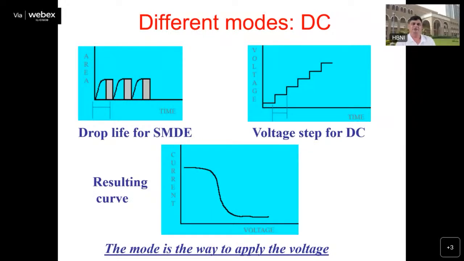And these are basically the way to apply the voltage, the various modes. This is in the case of direct current, and this is the current-voltage curve, the resulting curve.